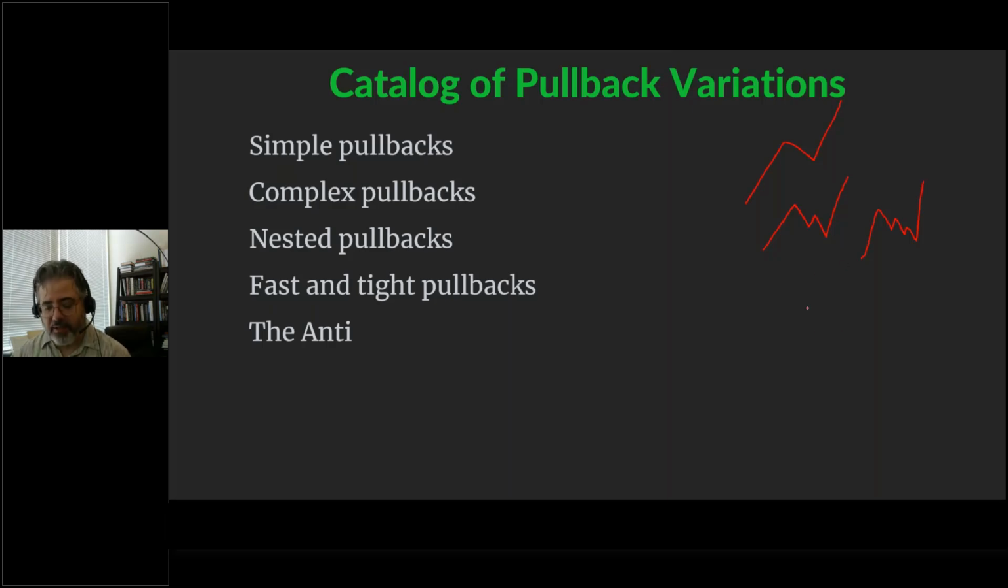Nested pullbacks we talked about. I'm going to clear these lines. A nested pullback comes up, and then there's some kind of little pause here. And it might be a pullback itself. The pause might be here. The pause might be here. You might even have multiple pauses. Your pause might look like this. These are nested pullbacks. It's important to understand.